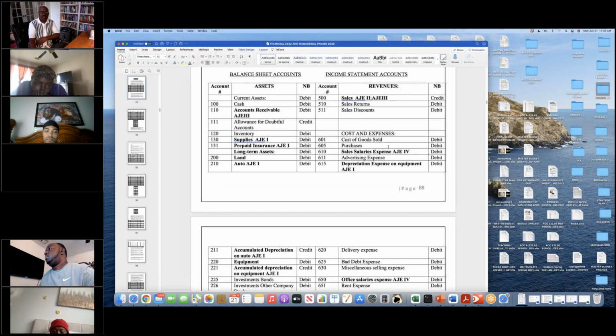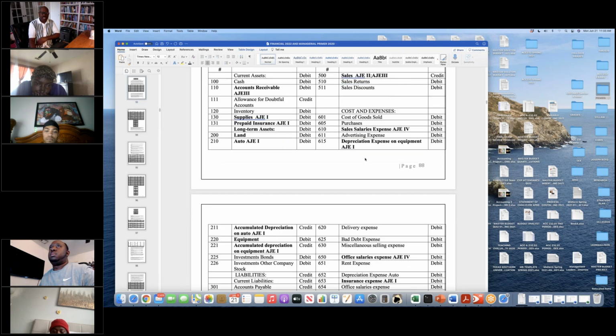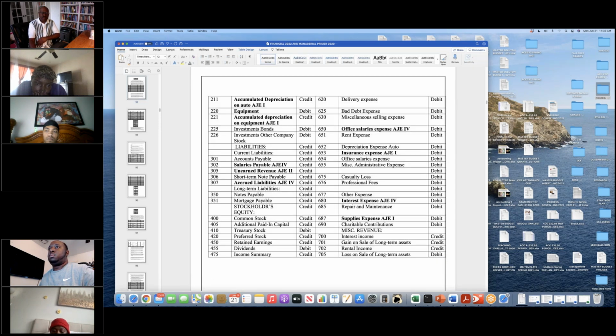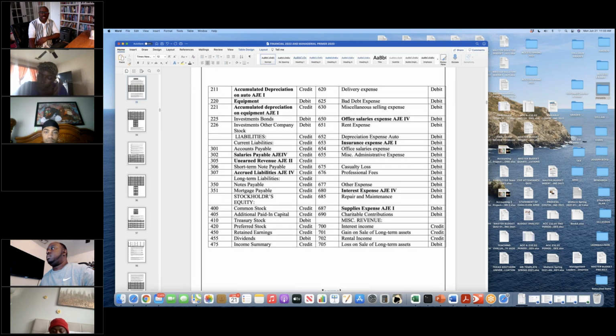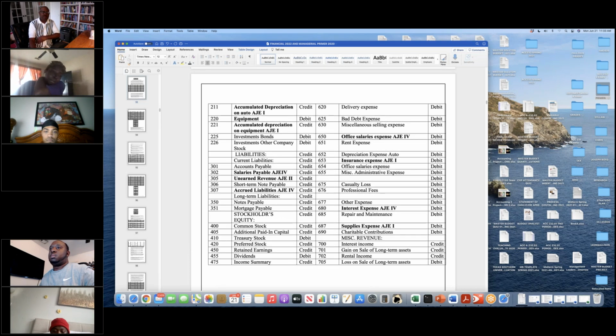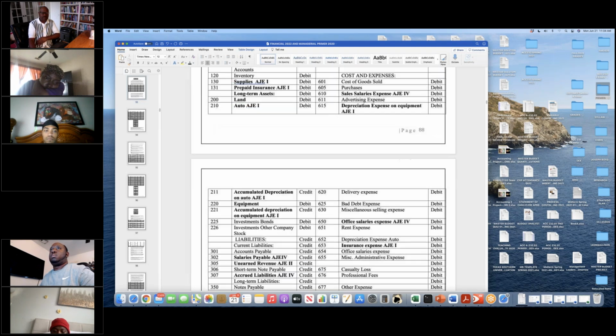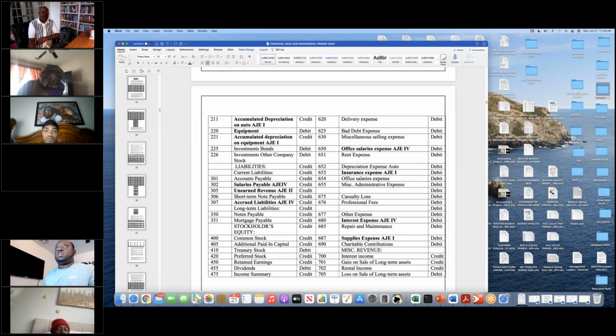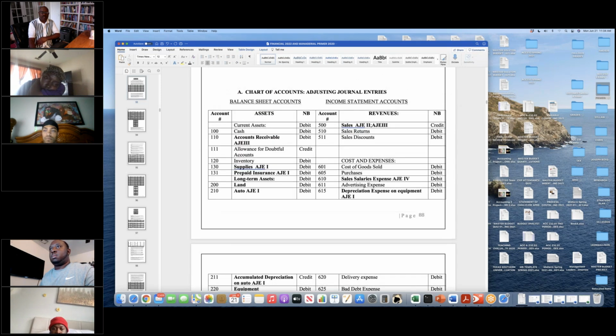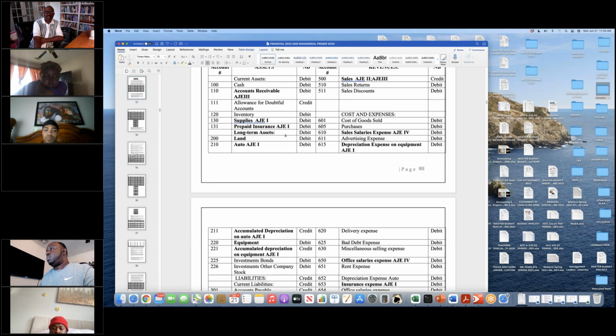So I'm laying out here, if it's an AJE1, where the expenses are. It could be a supplies expense for AJE1, or it could be an insurance expense. For AJE2, where are the accounts at? We just worked on it, unearned revenue. That is 305 AJE2. And the corresponding location is sales when we recognize the revenue. So as you work with this chart of accounts, I've just laid out where each of the AJEs go.